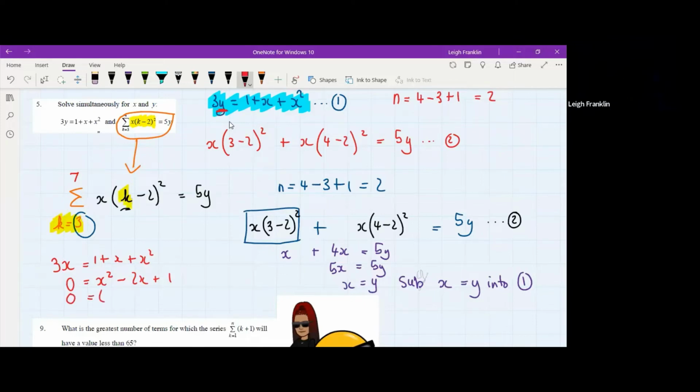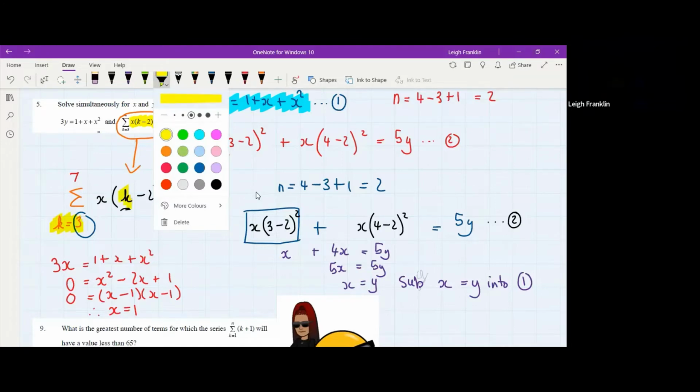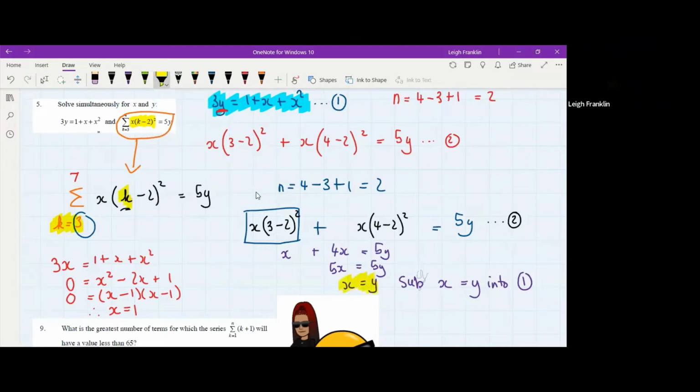This is a perfect square trinomial, so it factorizes into a bracket multiplied by itself. So in this case, there is actually only one solution for x. x is going to be equal to 1. And since x and y are equal, remember we worked that out over here, that means y is also 1. Exactly. So x is 1 and y is 1. There we go. And now we've solved simultaneously for x and y.